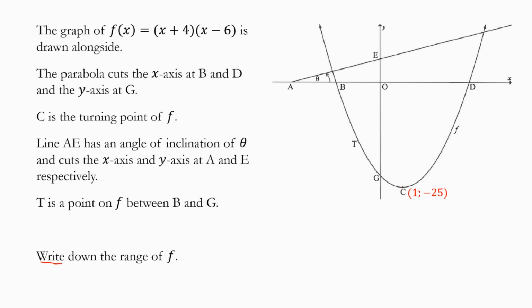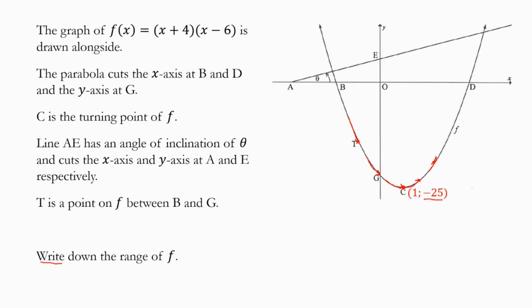So we managed to find the coordinates of C, meaning that the minimum value of this function is negative 25. You see that? So this function is concave up. It goes down, it's decreasing before the turning point, till it gets to negative 25. Then after negative 25 it is now increasing, it's now going up. You see that? So it means negative 25 is the minimum value there.